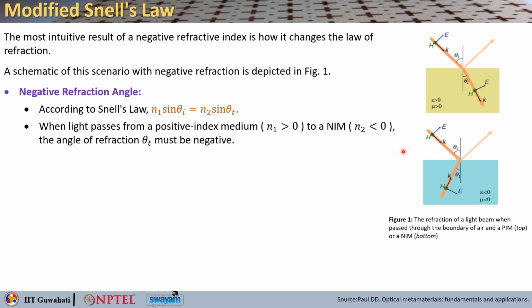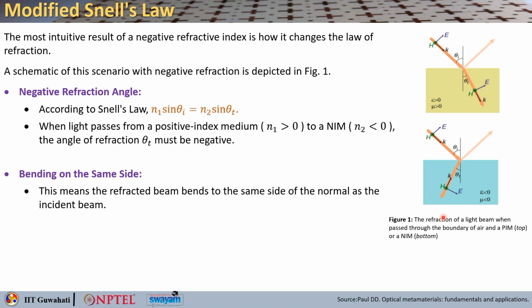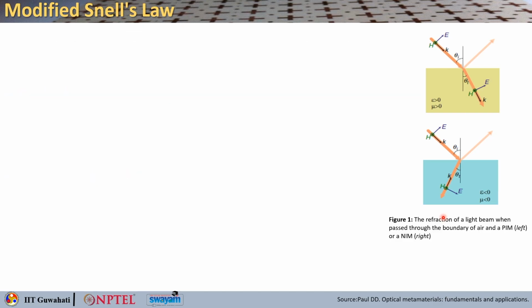This happens when light passes from a positive index medium, say n1 greater than 0, to a negative index medium where n2 is negative. In that case the angle of refraction theta t must also be negative. That makes the refracted beam bend on the same side of the normal as the incident beam.